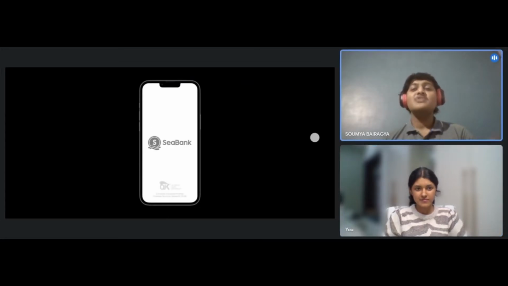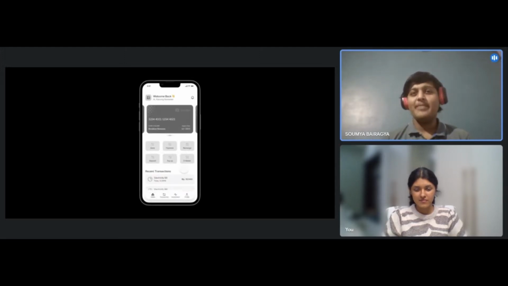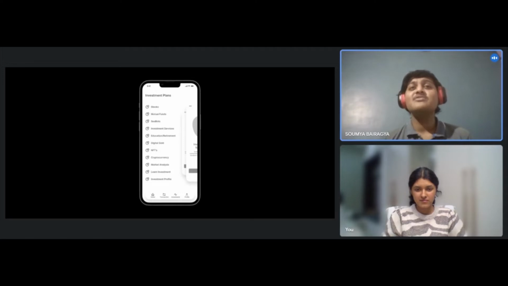Okay, so now coming to the main application. The existing application already has its features of the home page, the transactions, and the profile. In this application, we have added investment as a new feature where user can invest into the many investment products as they can see in the list.